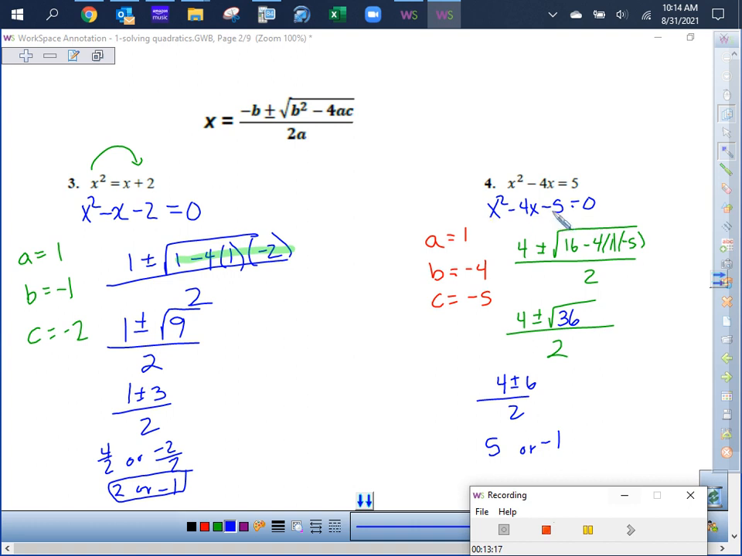But it works every time. The bad thing is, it's a lot of work. It's a lot of work. Sometimes there's a faster way to solve some quadratics.